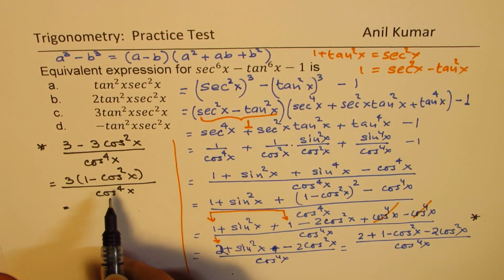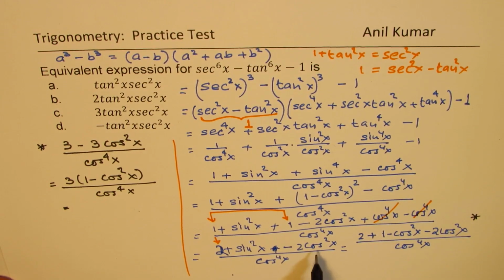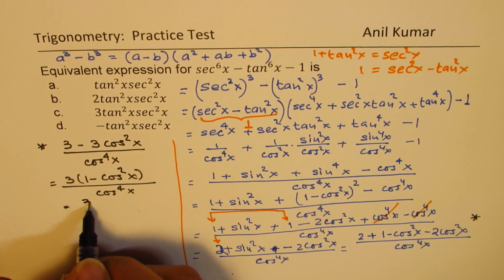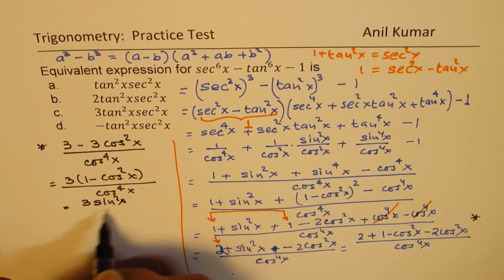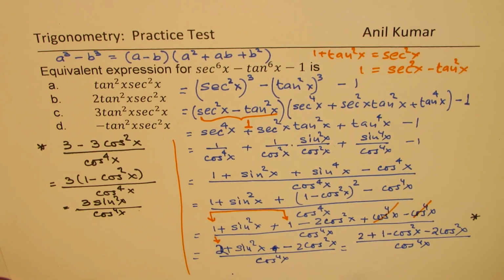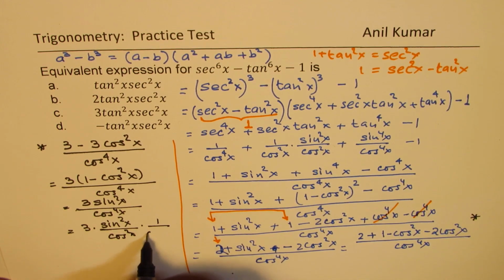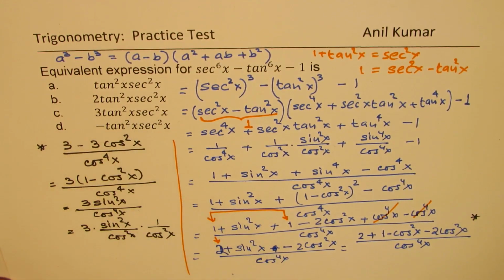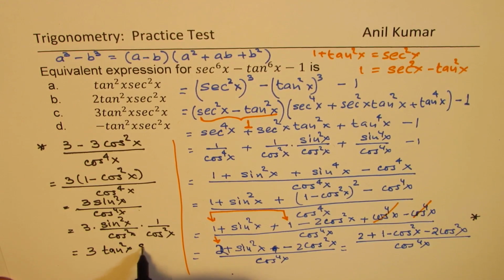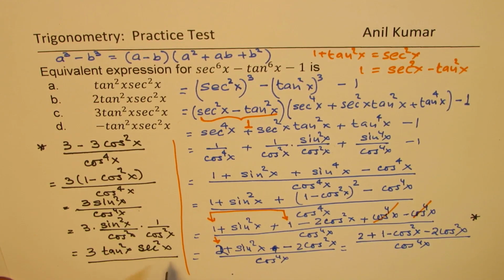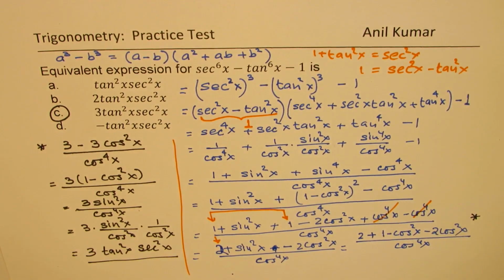Now 1 minus cos square x is sine square x. Right, so it would have been better if I had converted this cos square x into sine square x. Then I would have got it directly, right? So we get here 3 sine square x over cos to the power of 4x. So that is 3 times. We could now write this as sine square x over cos square x times 1 over cos square x, right? Since we want tan and secant. So that means we get 3 tan square x secant square x. Clear? So option C is the right option. Correct? So that is how we could actually answer this question.